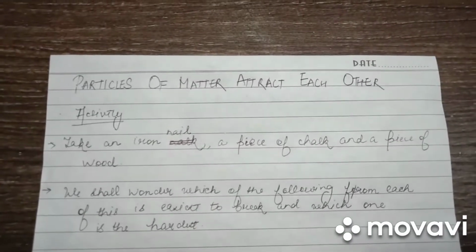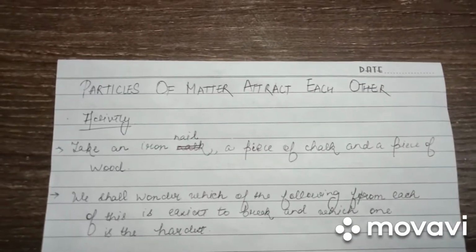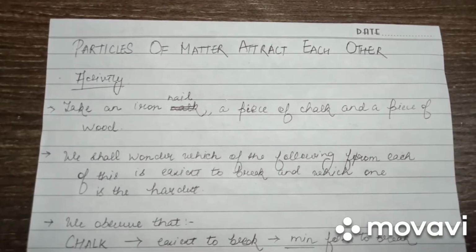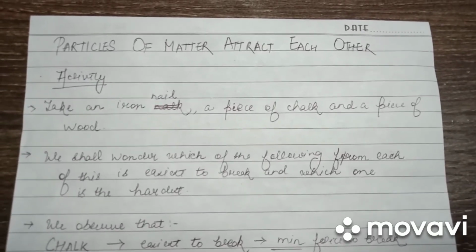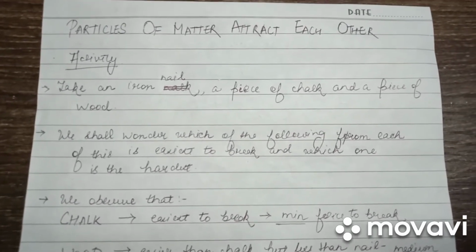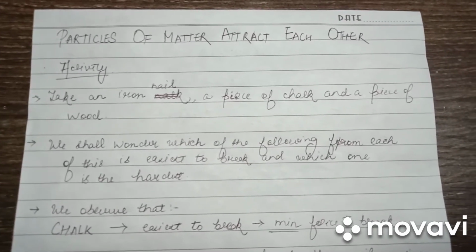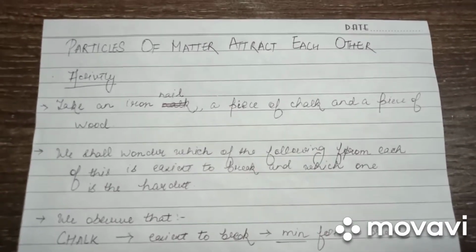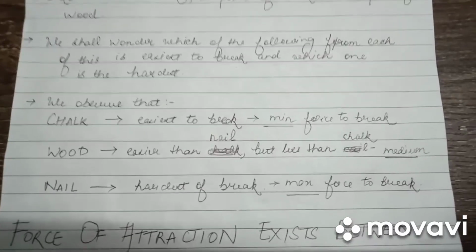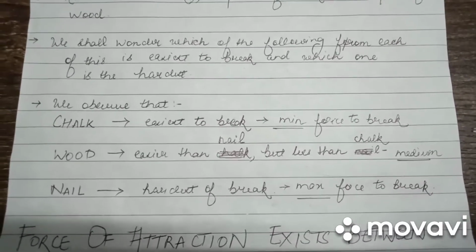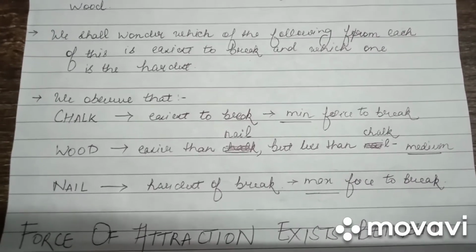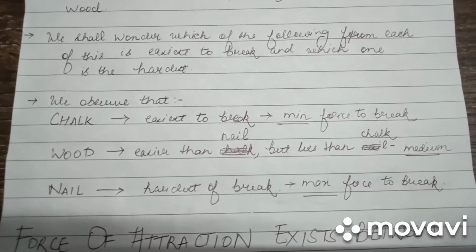Particles of matter attract each other. This happens to be one of the most important characteristics which we shall be discussing here with the help of an activity. Let us consider an iron nail, a piece of chalk and a piece of wood. Now, we may wonder which of these is easiest to break and which is the hardest. We shall observe that chalk amongst the three is easiest to break, as opposed to wood, which requires a little more force to be broken, and at last comes the nail, which is hardest to break.